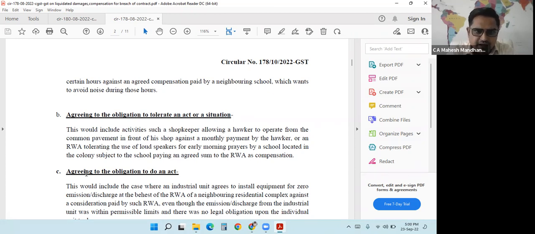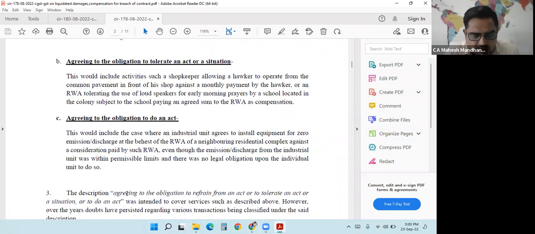Third component is agreeing to the obligation to do an act. In this example, an industrial unit or a factory agrees to install certain equipment which results in zero emission or zero pollution at the request of a housing society located in the neighborhood of the factory. If the society makes payment of a certain amount to the factory as consideration for the installation of this equipment by the manufacturer, then it will be liable to tax under GST as a supply.